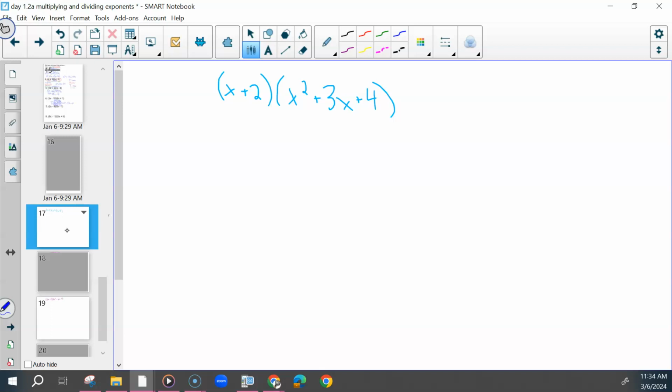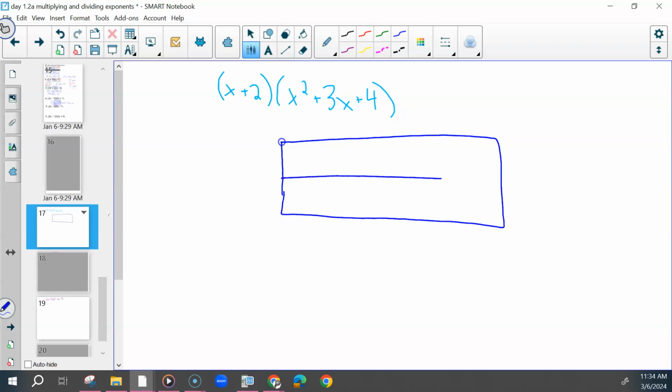Yeah. So if we're doing the box method, we have 2 and 3, so you need a 2 by 3 rectangle. It doesn't matter if it's long. It could be 3 by 2 or 2 by 3. It doesn't matter. Now I'm going to make sure you're writing this down. So I have x plus 2 and x squared plus 3x plus 4.